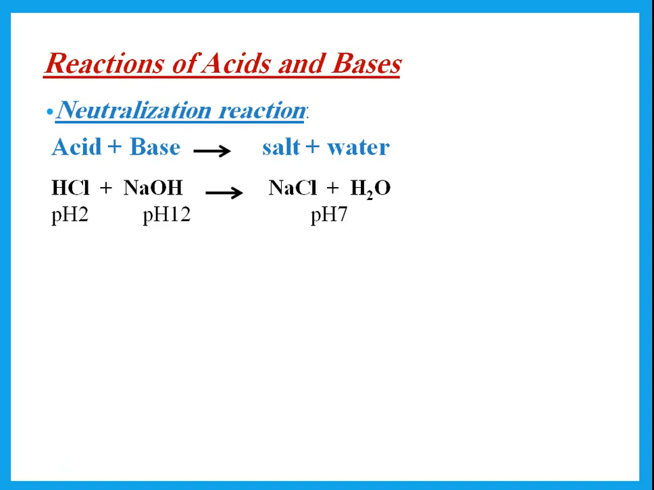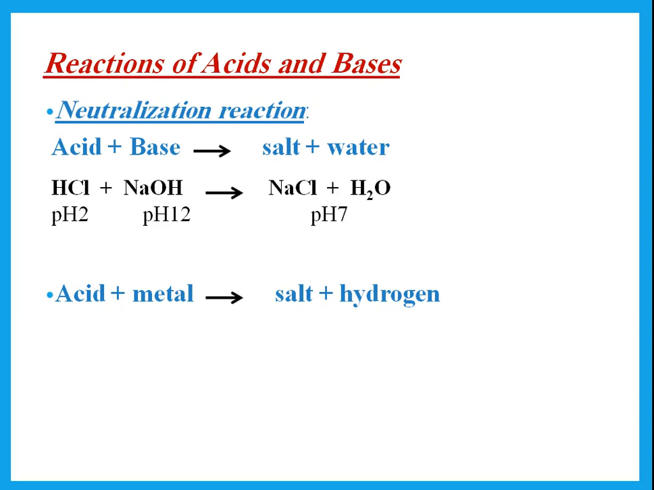Sodium chloride is the salt that we add to our food, but it is only one type of salt. Anything that is formed from acid and base is called a salt. So what is the pH of the salt? It's 7. What is the pH of the water? It's 7. That means I have changed solutions that were originally acidic and basic into neutral solutions, so we call that neutralization reaction.